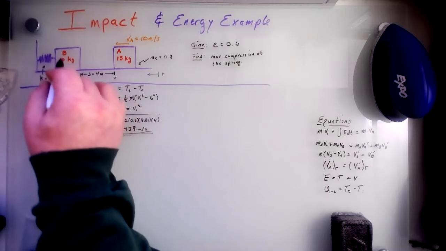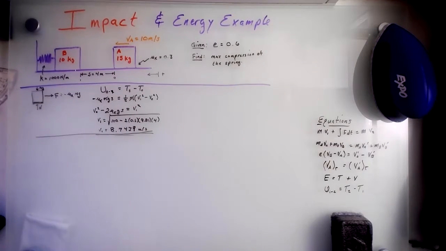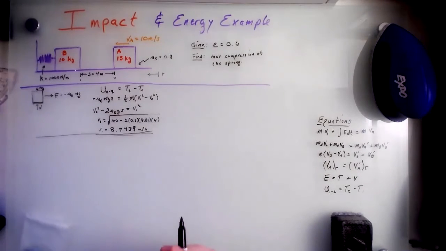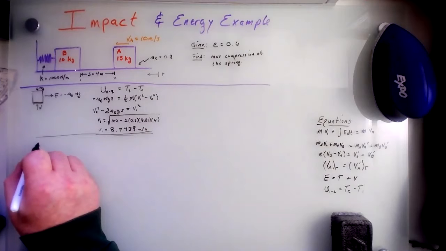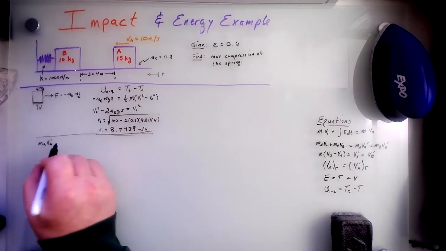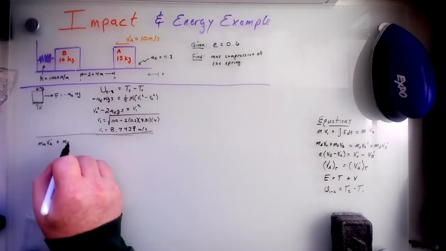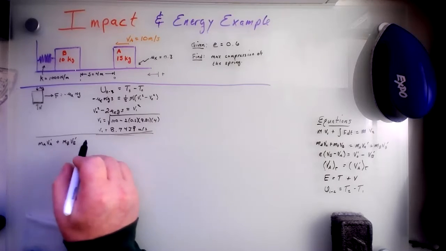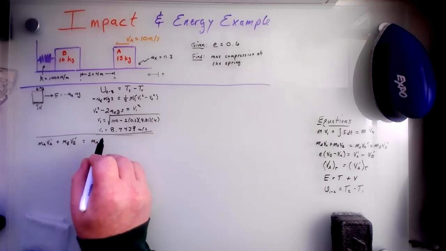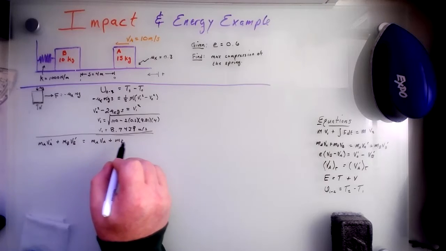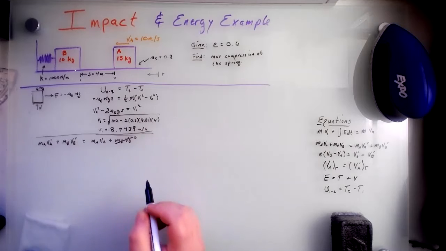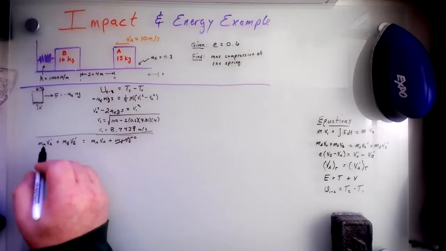Okay, so the second part is the impact. And we know from the previous examples that we're going to need two relations. So let's see, MA VA prime plus MB VB prime is going to be equal to MA VA plus MB VB, right? And VB is 0. Okay, so let's see, the mass is 15.